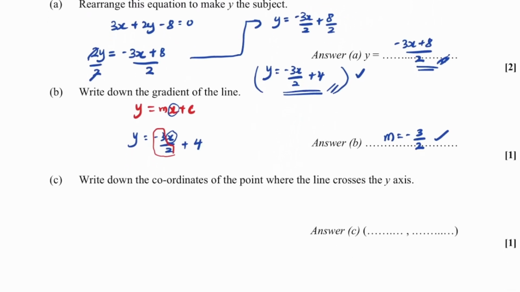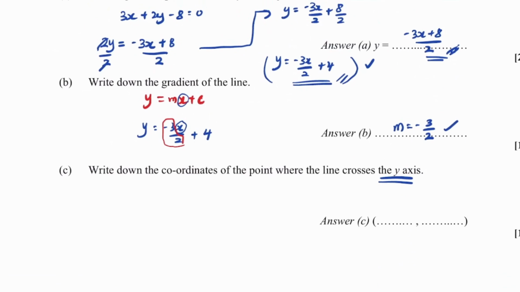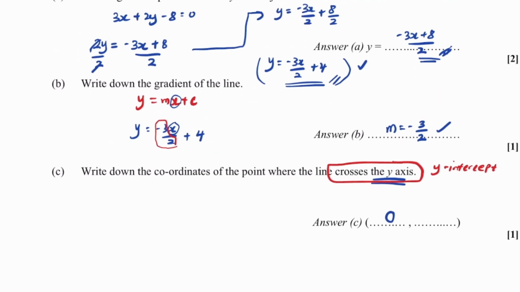Write down the coordinates of the point where the line crosses the y-axis. So crosses the y-axis, basically this is just another way of saying the y-intercept. Definitely this one will have x equal to 0. So how about the y? The y is very clear. That is plus 4, which is 4.